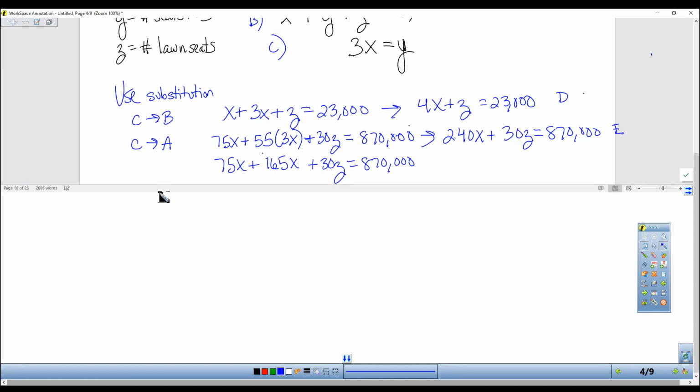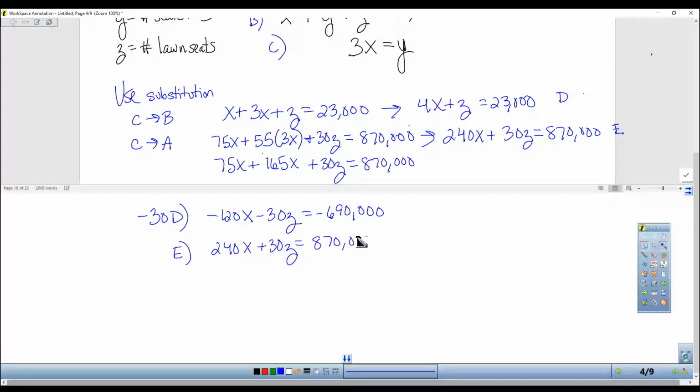So the easiest thing is to multiply D by negative 30. So negative 30D gives me negative 120x minus 30z, and then 23,000 times negative 30 is negative 690,000. And on this one, I'm not going to do anything to equation E. I'm just going to leave it. 240x plus 30z is equal to 870,000. These are big numbers. This is real life now.